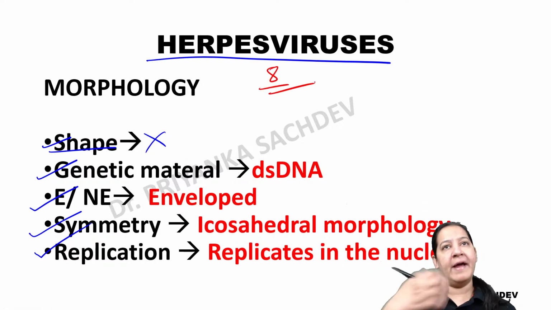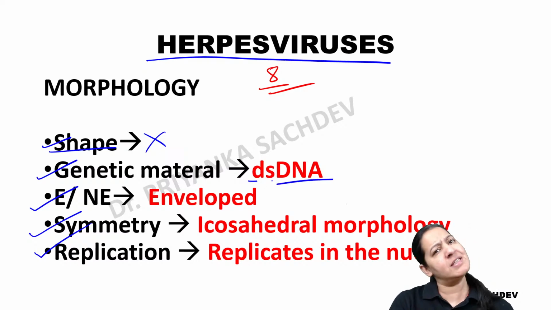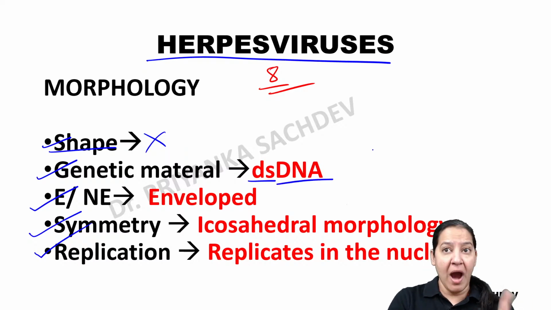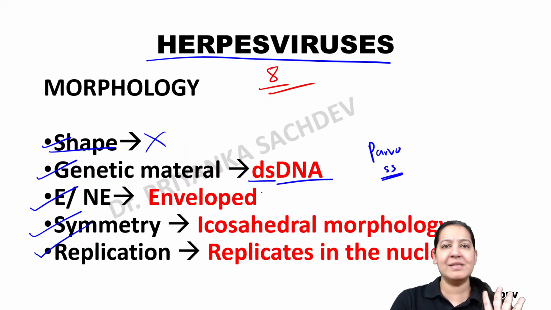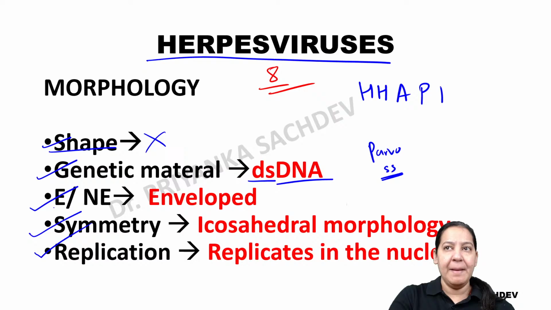As we all know, herpes virus is a DNA virus, a double-stranded DNA virus. Only parvovirus is a DNA virus which is single-stranded. Rest all DNA viruses are double-stranded. So all herpes are double-stranded DNA viruses. About enveloped and non-enveloped, you already know the mnemonic. Now I shouldn't tell you. HHAPPP. The third P is the pox, right?